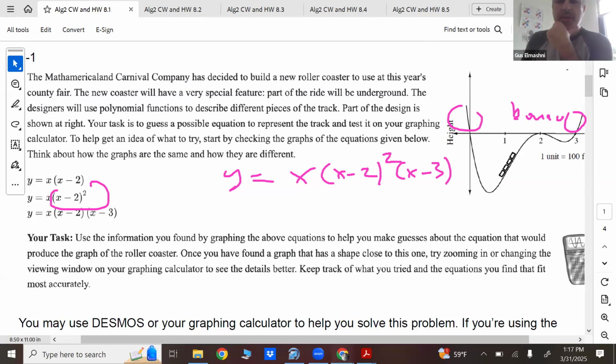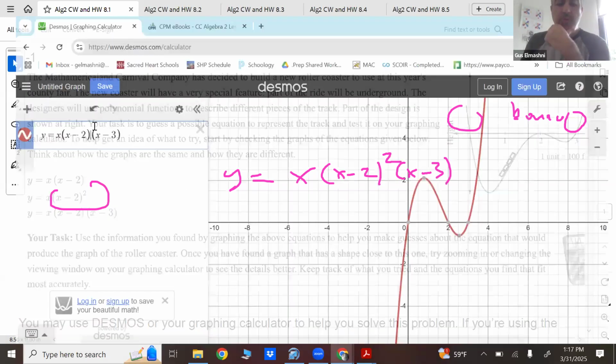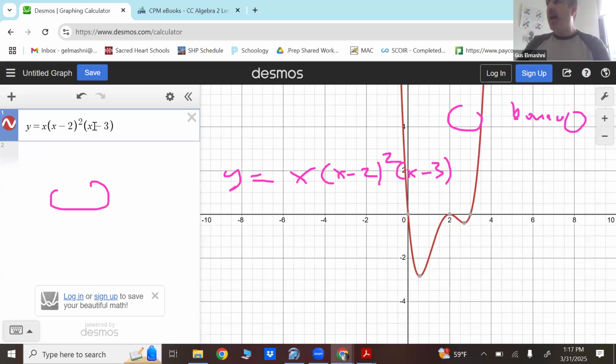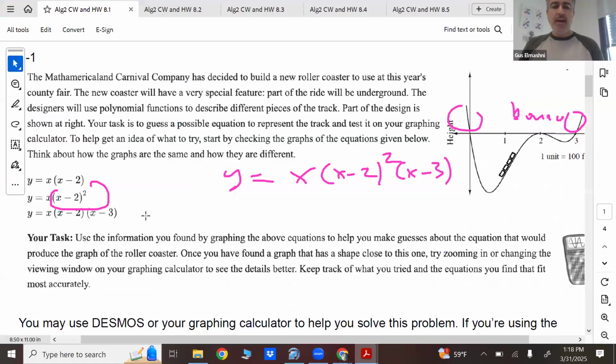Let's punch this in. Change that to a second power. Now do I get the graph? I do. How many peaks and valleys do you see now? You see 2 valleys and 1 peak. Do you see a bounce at 2? Do you see an x-intercept at 3? Do you see an x-intercept at 0? The arrows are pointing the right way. So this helps us to understand how the equations relate to the graph. That's the whole point of this exercise.